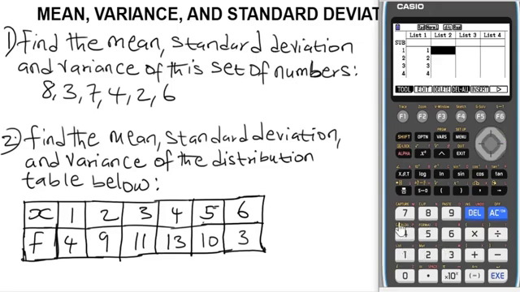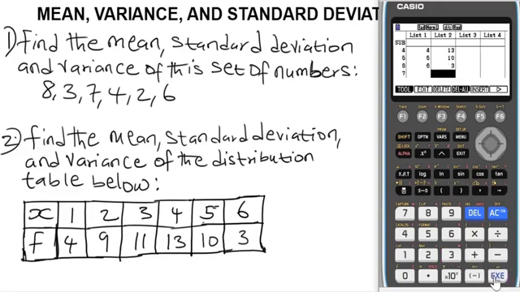Okay, now let's go to list 2. Let's input the data for frequency. Have it to be 4, 9, 11, 13, 10, and 3.